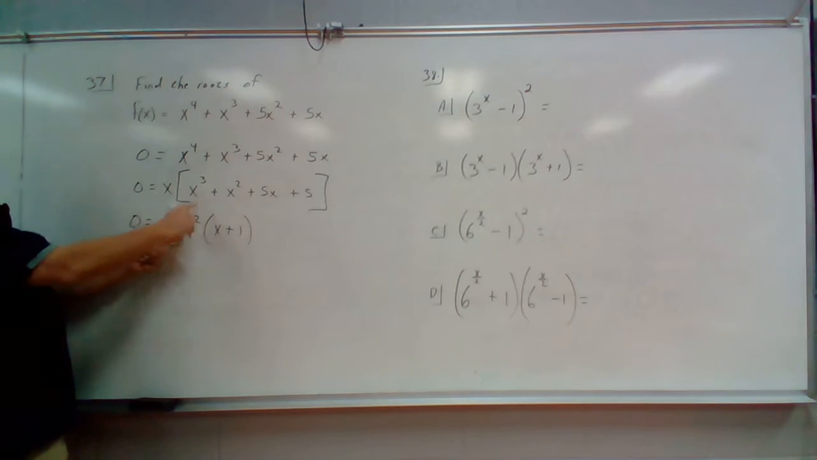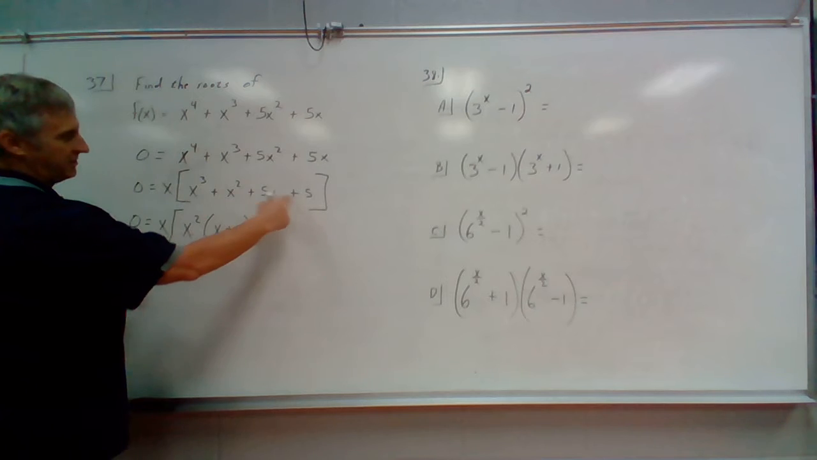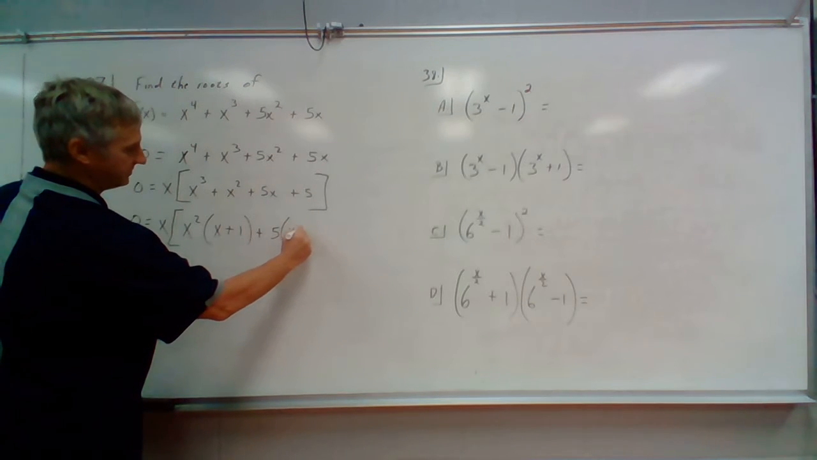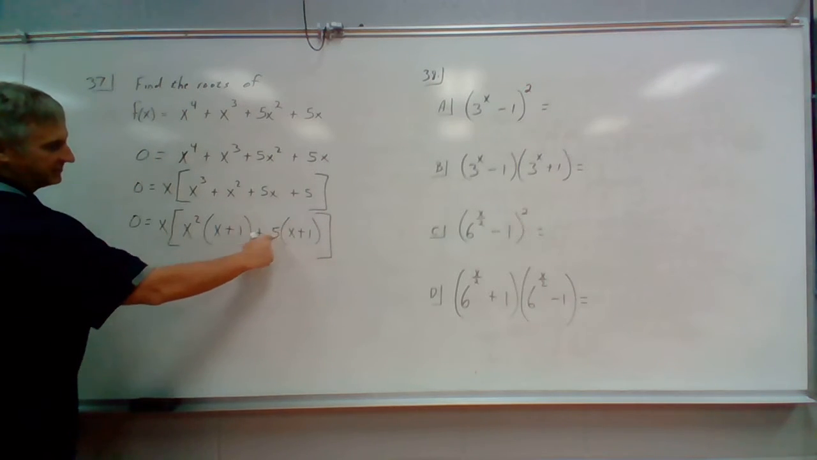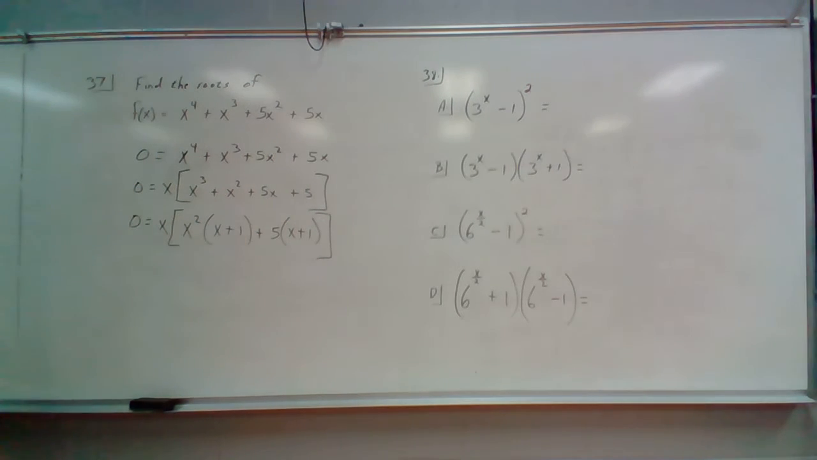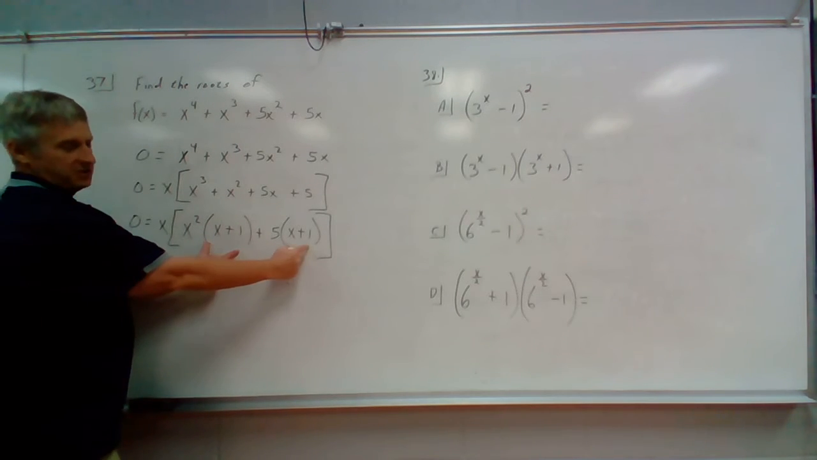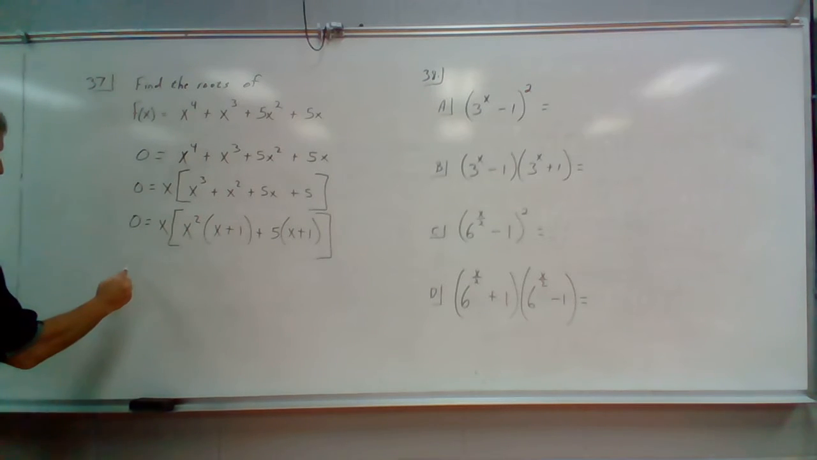X squared times x is x cubed. X squared times 1 is x squared. Out of these 2, I can factor a 5, and that will leave me x plus 1. So 5x plus 5 works. And then just like magic, notice that there's an x plus 1 in the first term, an x plus 1 in the second term. So now we can factor out the x plus 1.